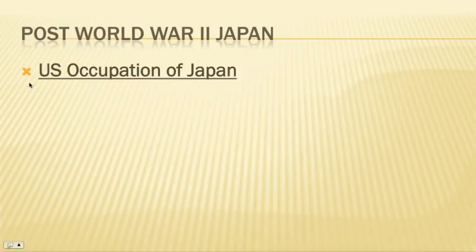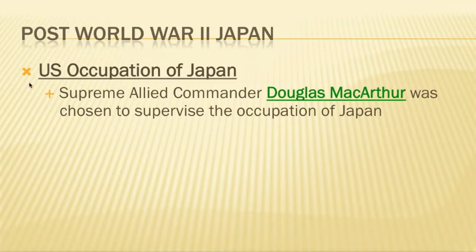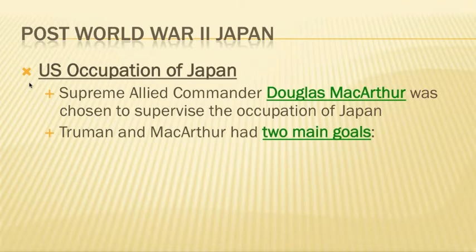Well, we know that after World War II, the U.S. occupied Japan. What that means is, in a way, we sort of took over without actually becoming rulers of Japan. So they call that the U.S. occupation of Japan. Basically, this was all under the control of Supreme Allied Commander Douglas MacArthur, who was in charge of the troops in the Pacific Theater in World War II. We talked about him in the previous notes. So he was chosen to supervise the occupation of Japan.